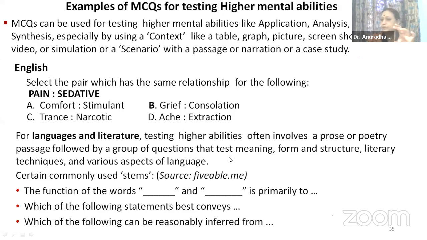It could be an extract drawn from a classic or some drama or whatever it is. So you can use stems with the functions of the word, something like pick up from that passage and say that the function of this word is primarily to. Then you give different options. Which of the following statements best conveys that? And you give different options. Which of the following can be reasonably inferred from? You're expecting the student to infer something. And you give options that make him do some kind of inference, some kind of judgment, some kind of evaluation level. So here you are using the MCQ for testing higher mental abilities.